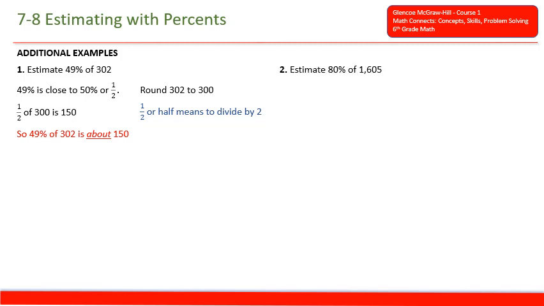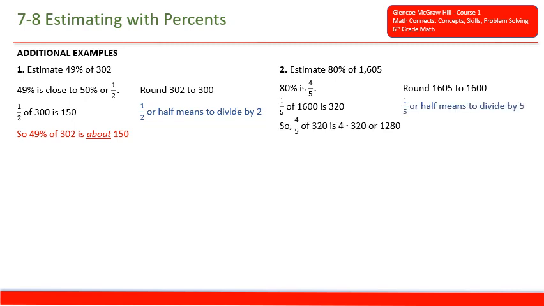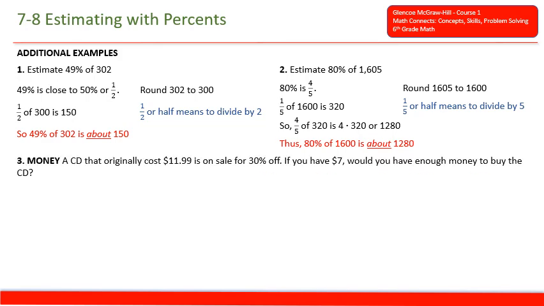Estimate 80% of 1605. So 80% is 4/5. Round 1605 to 1600. 1/5 of 1600 is 320, because 1600 divided by 5 is 320. And 4/5 of 1600 is 4 times 320, since 320 is 1/5. 4 times 320 equals 1280. Thus, 80% of 1600 is about 1280.